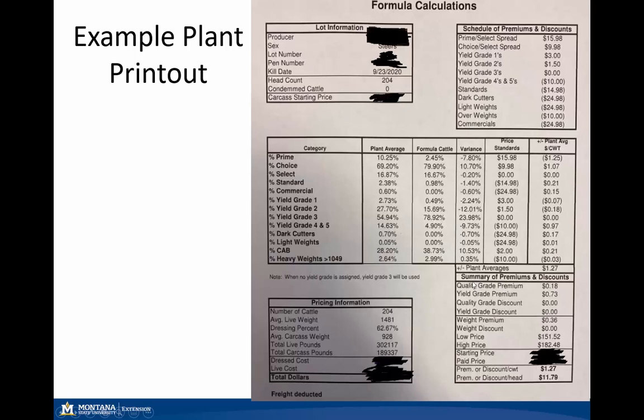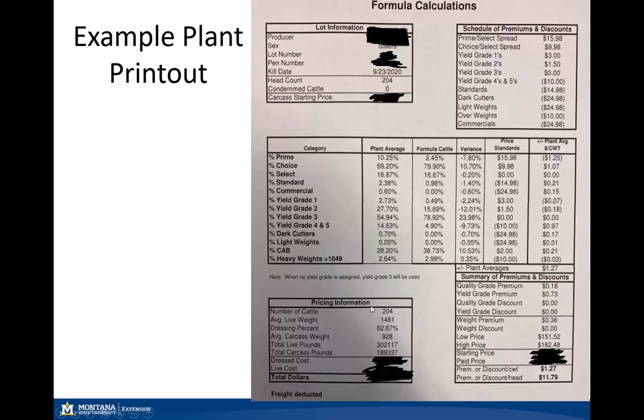So from down here, we can see you'll get a summary of the plant premium and discounts you would have received. So weight premiums. The low price for those animals was $151.52, which probably indicates some of these heavyweight carcasses, yield grade 4s and 5s, and things like that. High price would be $182.48, which would most likely be your prime animals and your yield grade 1s.